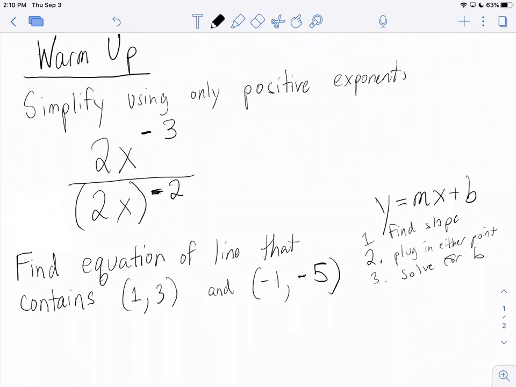Just hang out. After you solve for the variable b, you can just put it all together in one equation.